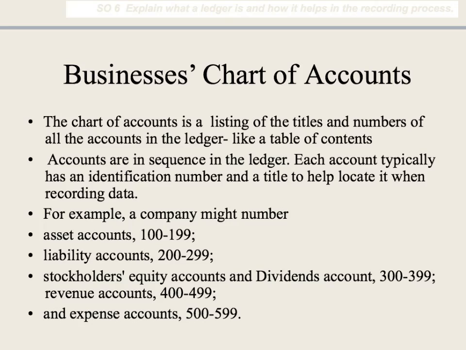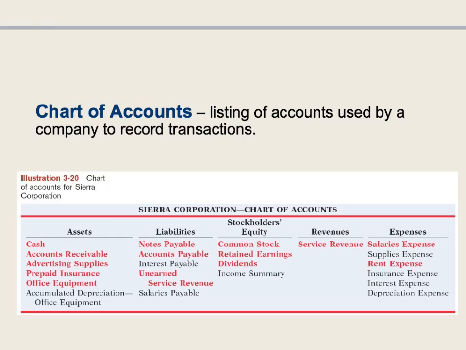Now, in order to keep track of all of this, every business has what's called a chart of accounts. It's like a table of contents, and that's the order in which the accounts are in the ledger. For example, each account is given a number. Asset accounts are given numbers between 100 and 199. Liability accounts are 200s. Stockholders' equity accounts are 300, revenue 400, and expense 500. So here's a picture then of the chart of accounts: asset, liability, revenue, and expenses.